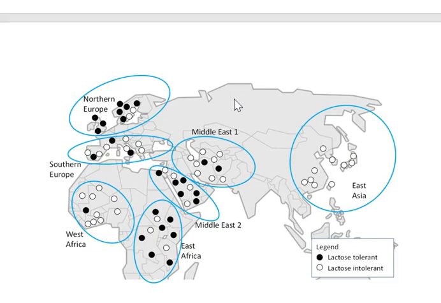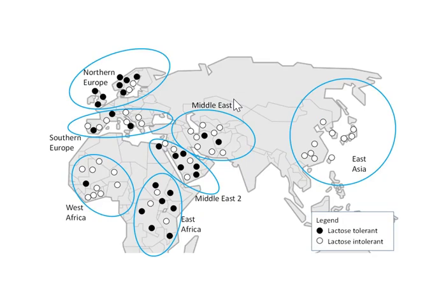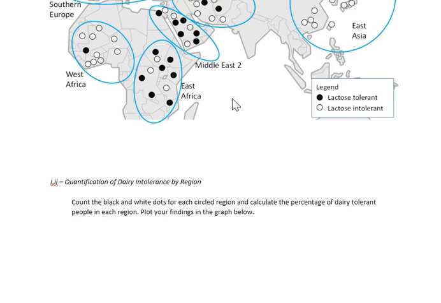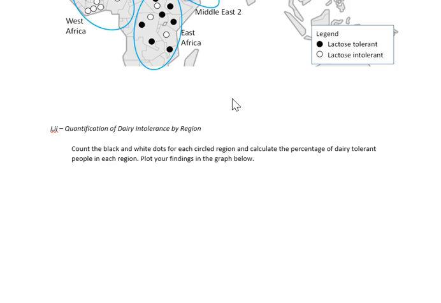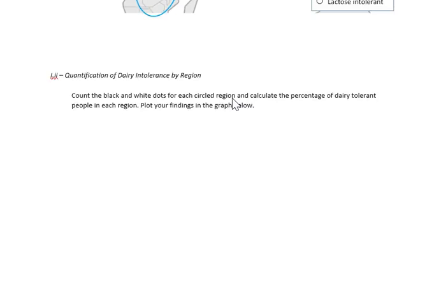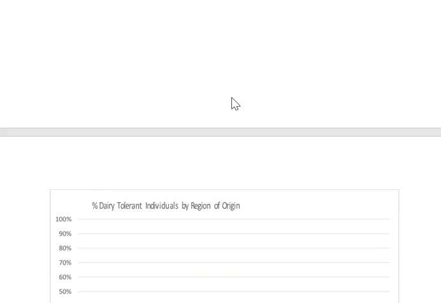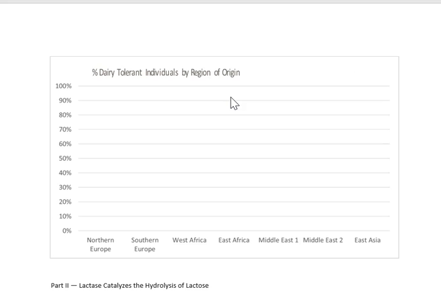They're then going to show you this map. This map gives you an idea of the percentage of people that are lactose tolerant or lactose intolerant. And then what you're going to do is you're going to quantify those numbers. And what quantify means is to put it into numbers. And then you're going to graph the information from that map.